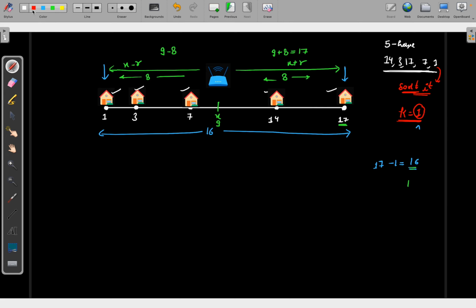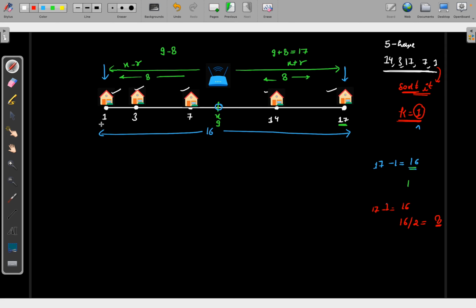So basically, how you need to figure out where you need to place your Wi-Fi router. This is basically getting the distance between the two extreme houses. This is only case one, when we have only a single router. So what I did, I simply found the distance between the two extreme houses. I got 16 and I divided by 2, because the range will be twice. So it will be 8.